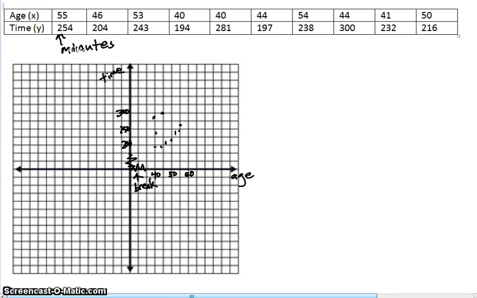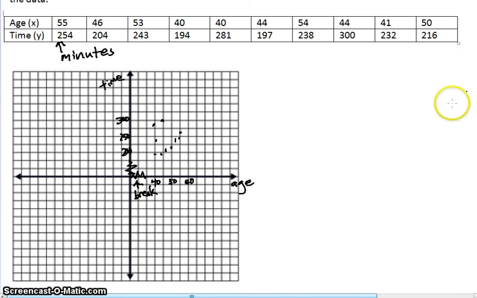And this is the summary of Chapter 4, Section 1, talking about how to graph ordered pairs, how to graph solutions, how to check things that are solutions, and how to graph scatter diagrams.